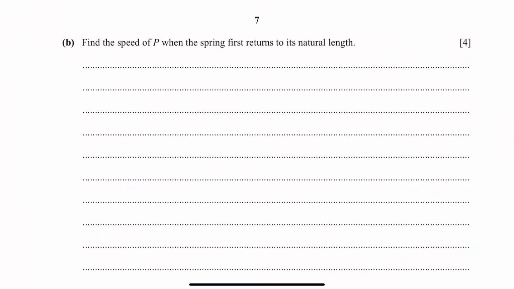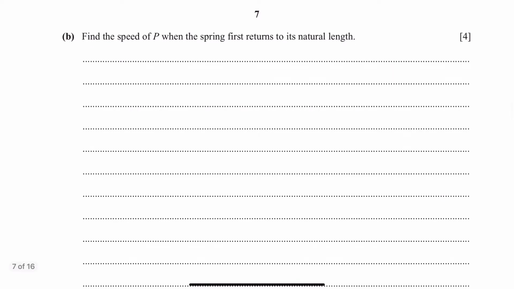Part B. Find the speed of P when the spring first returns to its natural length. Returns to its natural length means the extension is equal to 0, and that means there's no elastic potential energy at that position. So when we need to find the speed, the equation that we can use is the principle of conservation of energy. So we have the kinetic energy gain.